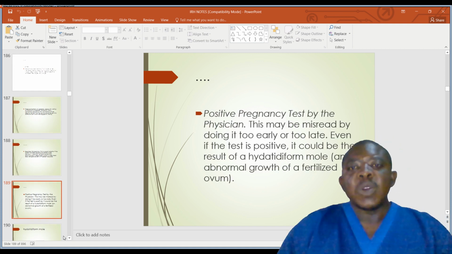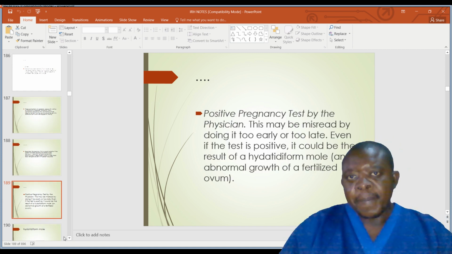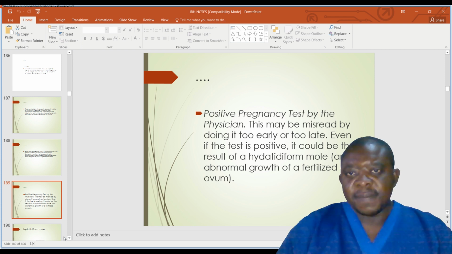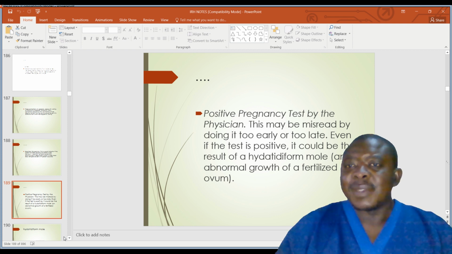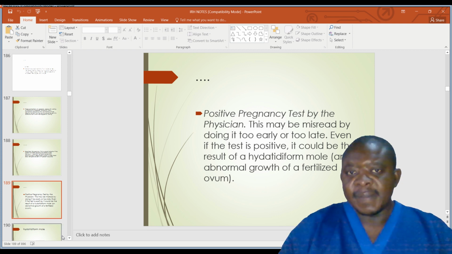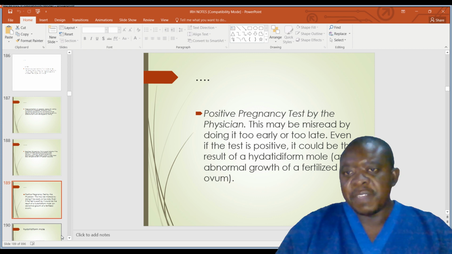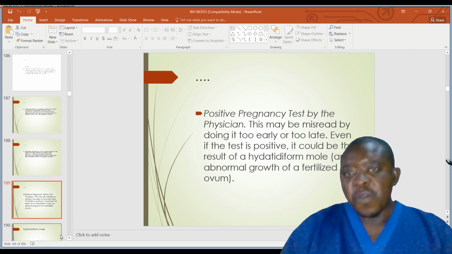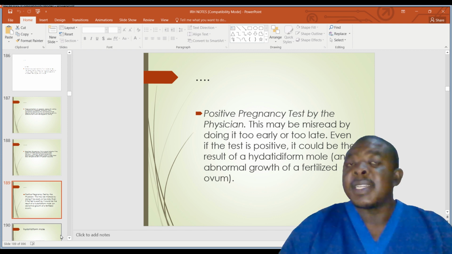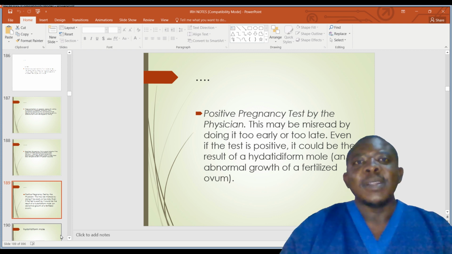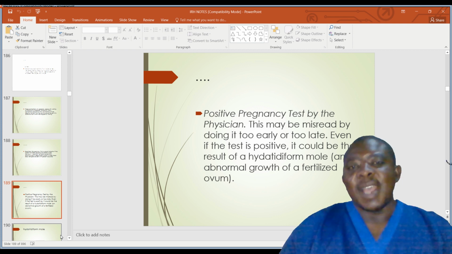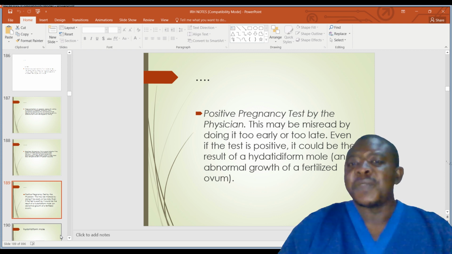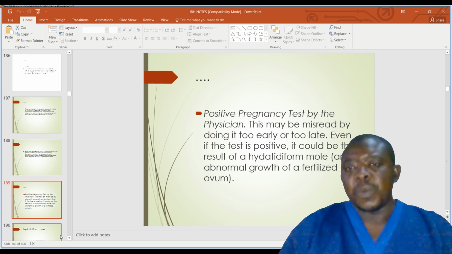Let us now look at positive pregnancy tests by the physician. This may be misleading if done too early or too late. Even if the test is positive, it could be the result of a hydatidiform mole, which is an abnormal growth of fertilized ovum. So a positive pregnancy test can also just be a probable sign of pregnancy because of the issue of the hydatidiform mole.